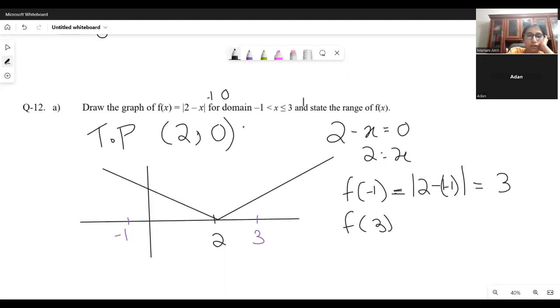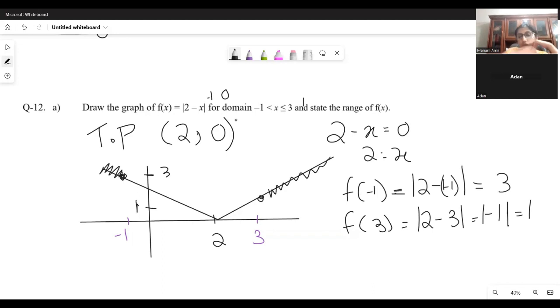So at -1 the value is 3. यहाँ पे 3 है. So you end the graph here. इससे beyond नहीं जाएगा, मिटा लेना है बाकी. Or 3 पे, when x is 3, we have 2 minus 3, which gives modulus of -1, which is just 1. So at 3 we have 1. So you end at 1, and then you don't draw the rest of it. वो हटा देना. So बस इतना ग्राफ बनेगा.